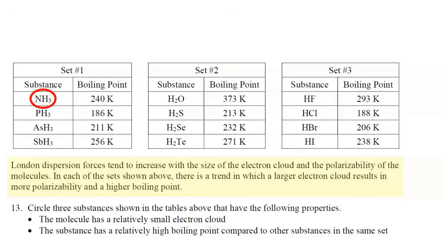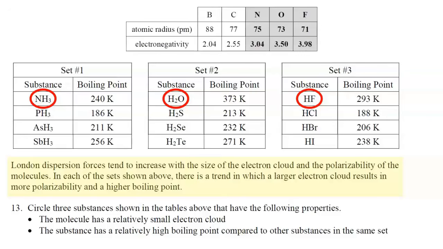In set 2, H2O is the smallest electron cloud in that set, and yet it has the highest boiling point. In set 3, HF has the smallest electron cloud in that particular set, and yet it has the highest boiling point. So what's going on here is something called hydrogen bonding, which is a special kind of attraction. Let's take a look at the details of hydrogen bonding.